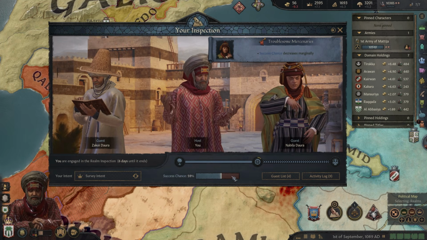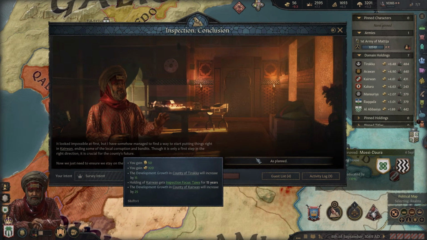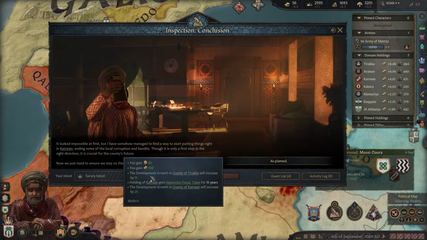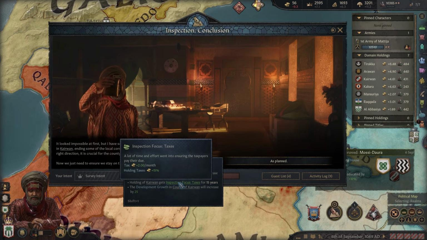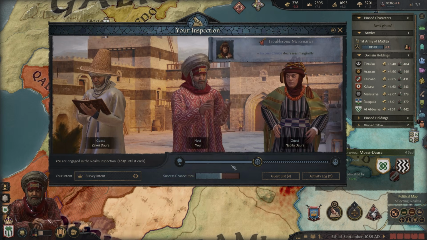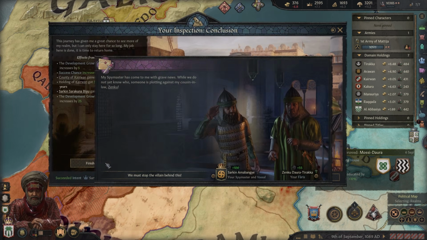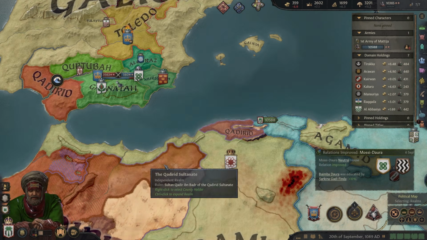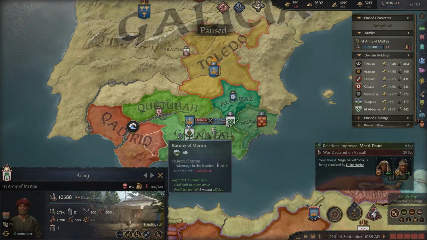Okay. It's concluded as planned. I get, wow, a huge chunk of money. Development growth increases in our capital. We get taxes here, so we get 2 tax plus 15% extra holding taxes and development growth here. Very nice. I bet that effectively pays for our war. Right.